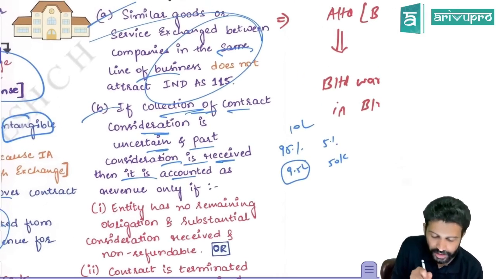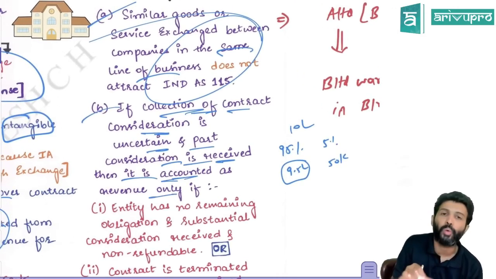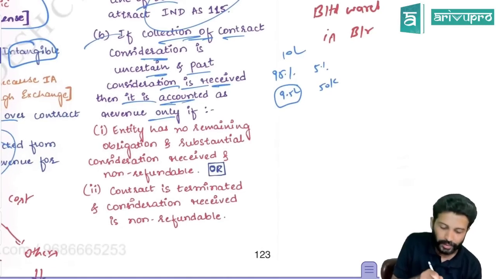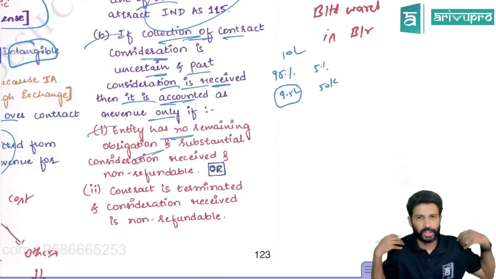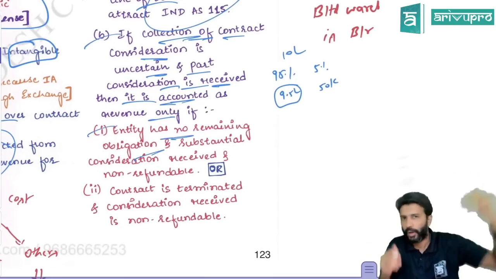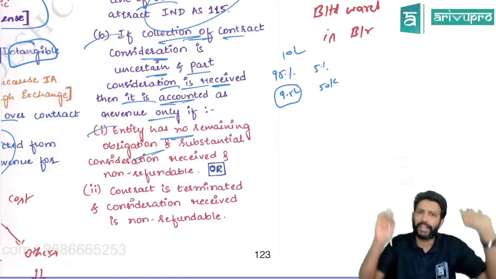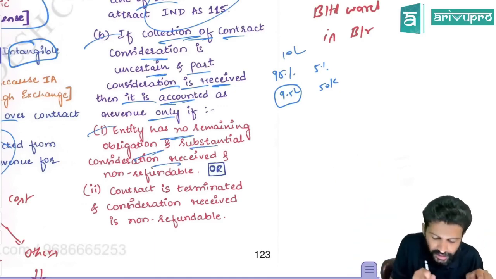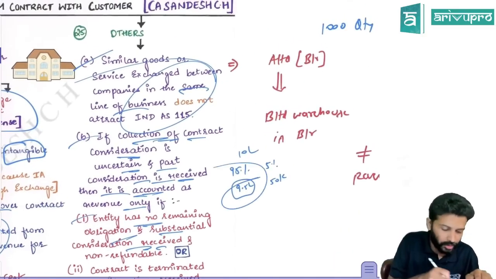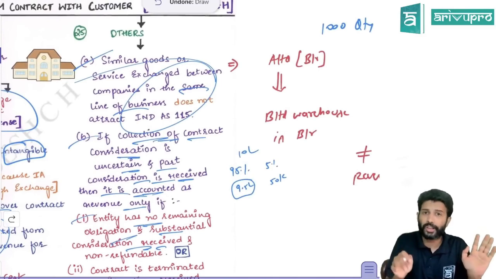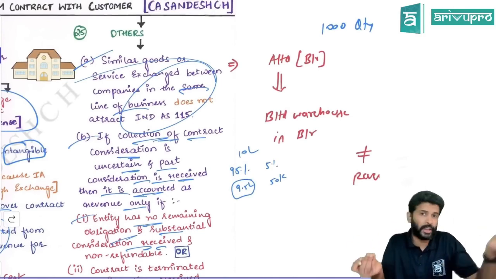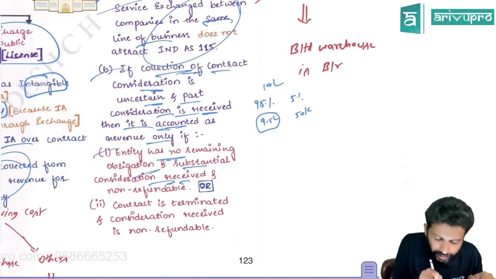That's what I'm saying. If part consideration is received, it is accounted as revenue only if one of two conditions is satisfied. One, the entity has no remaining obligation: it has performed its obligation in full, and whatever promise it had to deliver has already been delivered. And the substantial consideration is received. Whatever consideration you have received has to be substantial. What is substantial is not defined; it could be 50, 60%, whatever it is. And non-refundable.